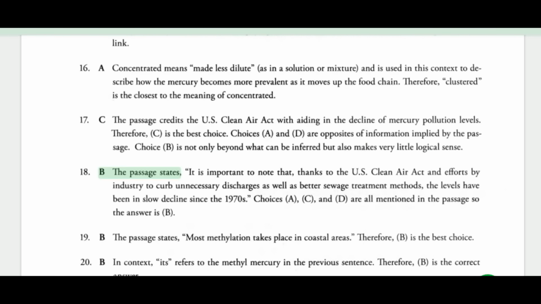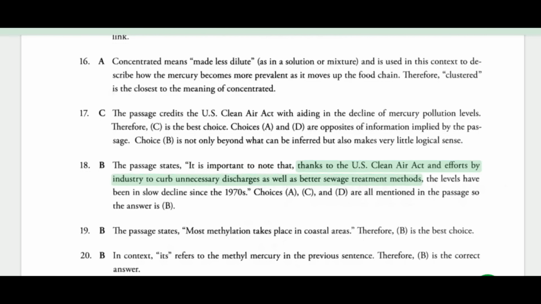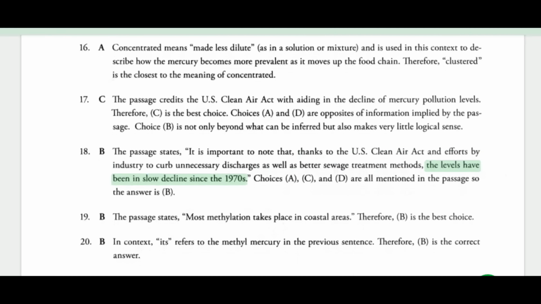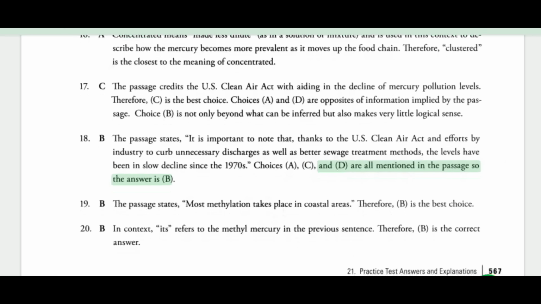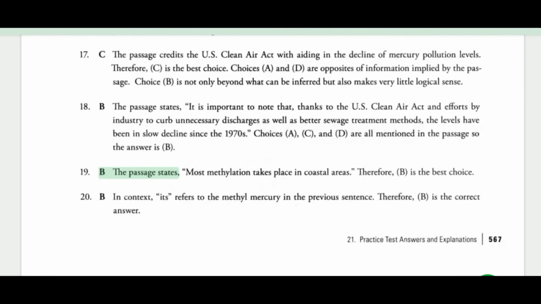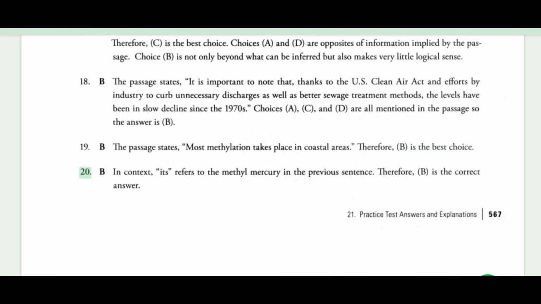18. B. The passage states, "It is important to note that, thanks to the U.S. Clean Air Act and efforts by industry to curb unnecessary discharges as well as better sewage treatment methods, the levels have been in slow decline since the 1970s." Choices A, C, and D are all mentioned in the passage, so the answer is B. 19. B. The passage states, "Most methylation takes place in coastal areas." Therefore, B is the best choice. 20. B. In context, "it" refers to the methyl mercury in the previous sentence. Therefore, B is the correct answer.